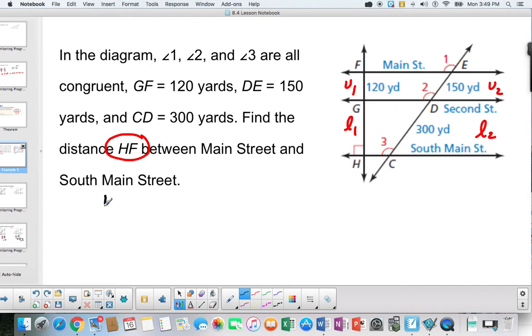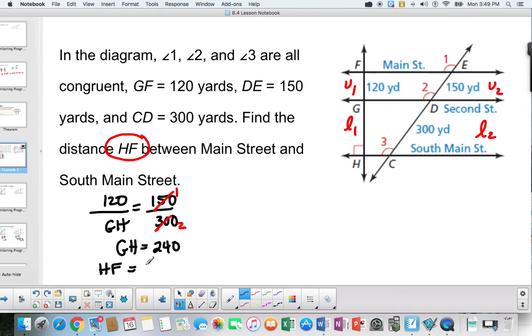Upper 1, which is 120, all over lower, which is GH, equals upper, which is 150, all over 300. I can already see this is a 1-to-2 ratio, so this allows me to say that GH is double the amount, which is 240. Now that's going to let me find HF. HF will be FG, which is 120, plus GH, which is 240, and so the answer is 360.